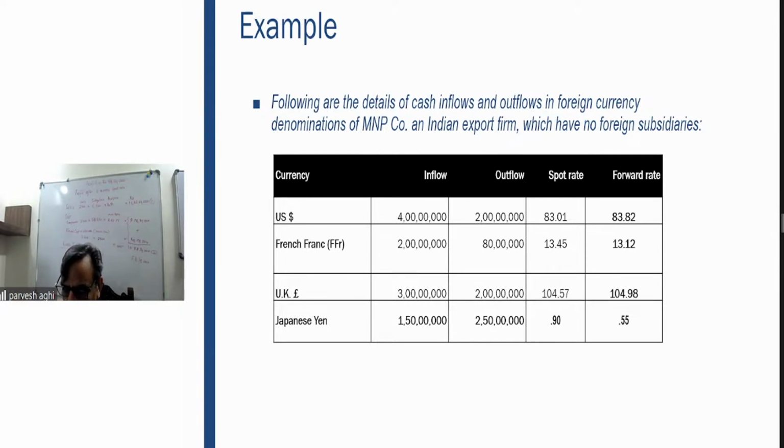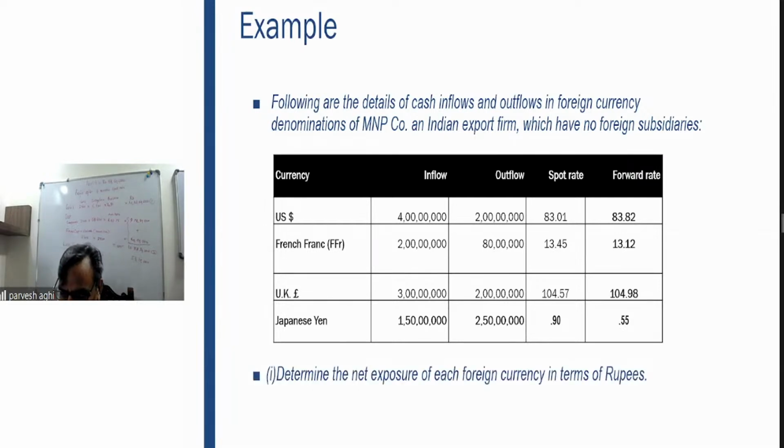Similarly, Japanese yen. His inflow was 1 crore 50 lakhs for all the exports he has made to Japan. And for imports, his imports here are higher. See, this is the only currency where the outflow is higher. In all other categories, we find the inflows are more than the outflows. The Japanese yen inflow was 1 crore 50 lakhs and outflow was 2 crore 50 lakhs. The spot rate was 90 paisa and the forward rate is 0.55. So there's a significant shift in the forward rate for Japanese yen.